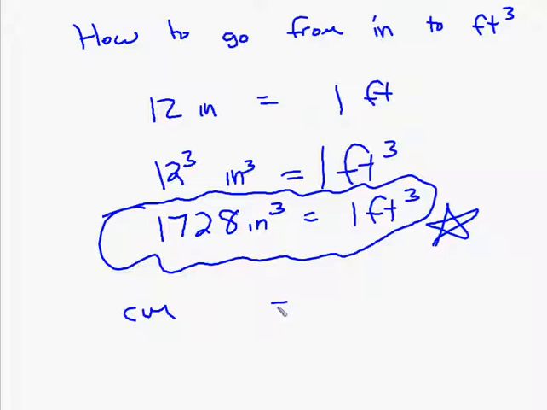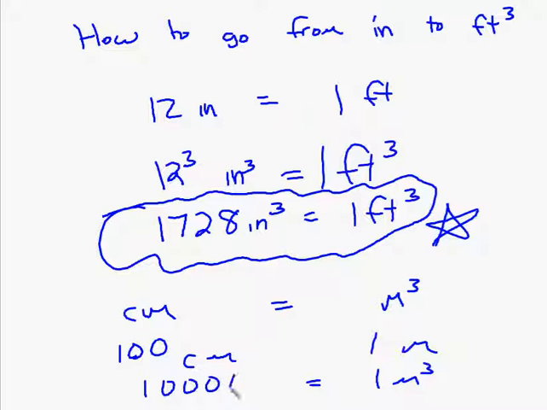How many centimeters are in a cubic meter? Well, how many centimeters are in a meter? 100, isn't it? 100 centimeters in 1 meter. Metric. So if I have a cubic meter, what do I do with that 100? Cube it. 1 million. Yes. 1 million cubic centimeters in a cubic meter.